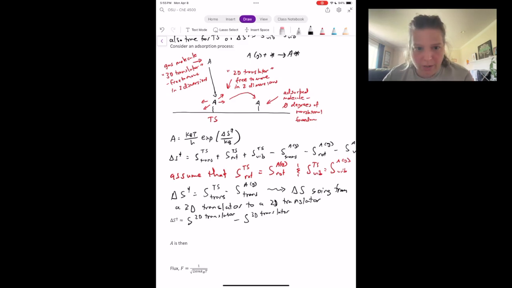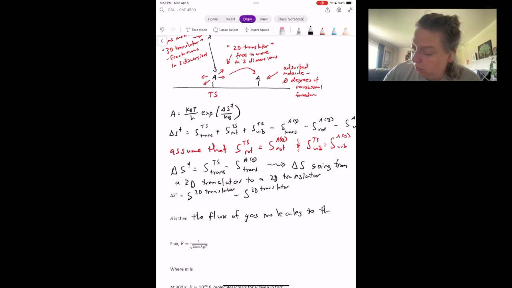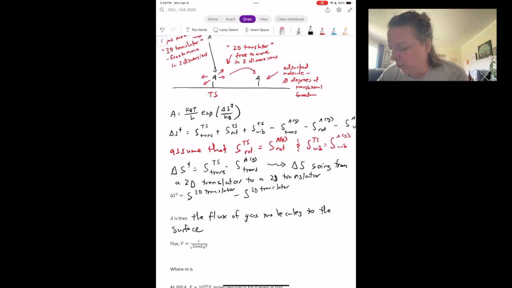What I end up arriving at is that this term A then becomes identical to the equation for the flux of gas molecules to the surface. And I'm not going to go through that derivation. You can probably find this derivation in a physical chemistry textbook, but that's where this term comes from.